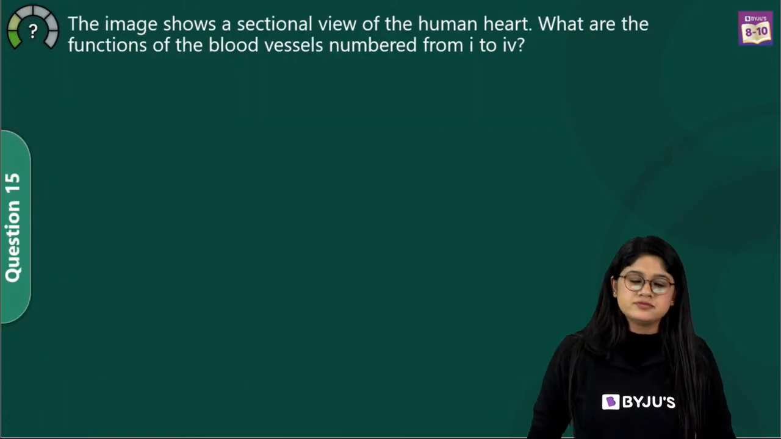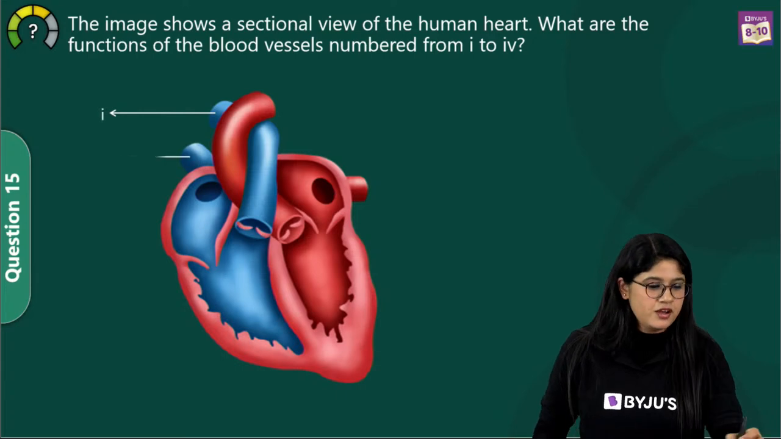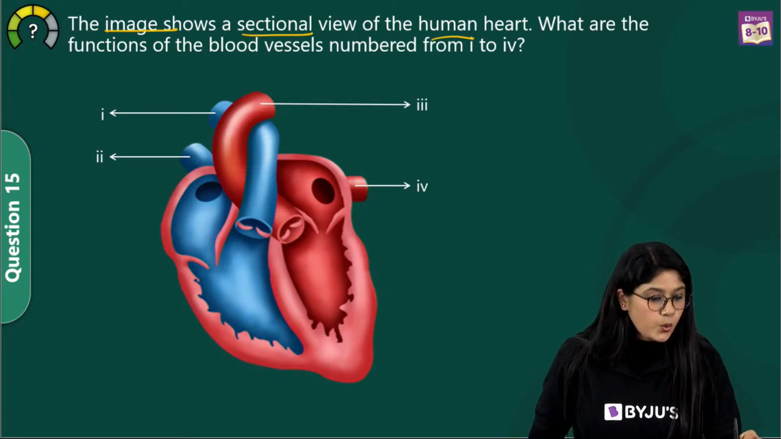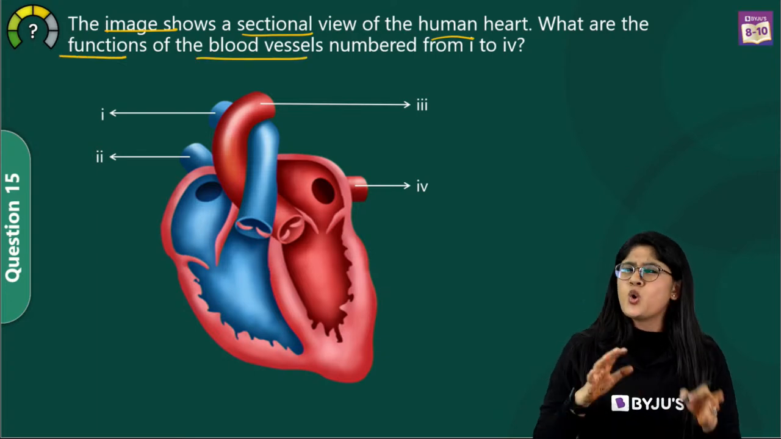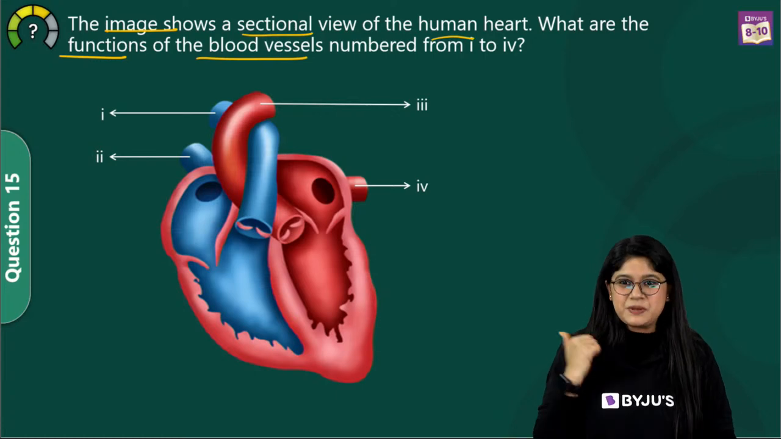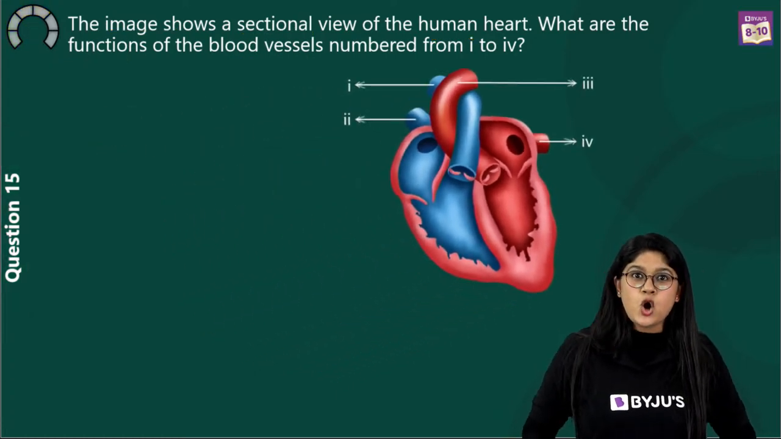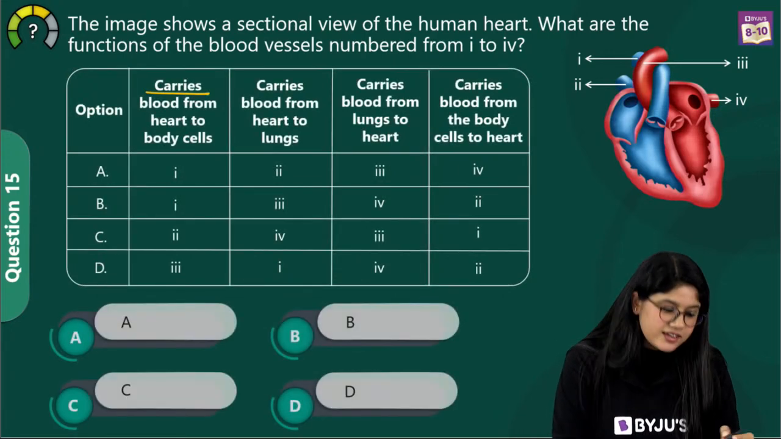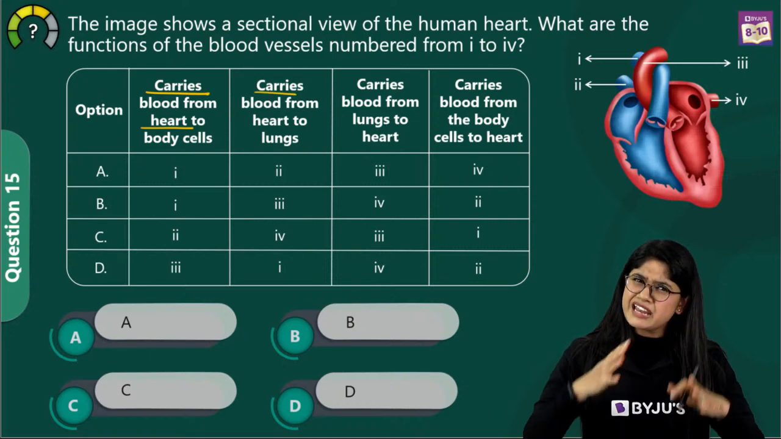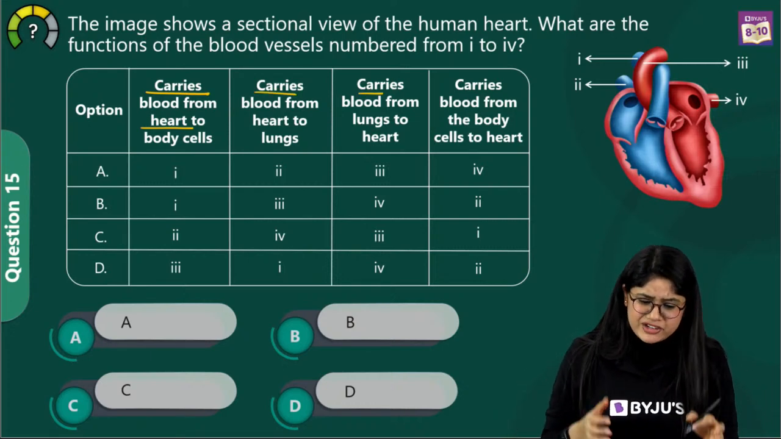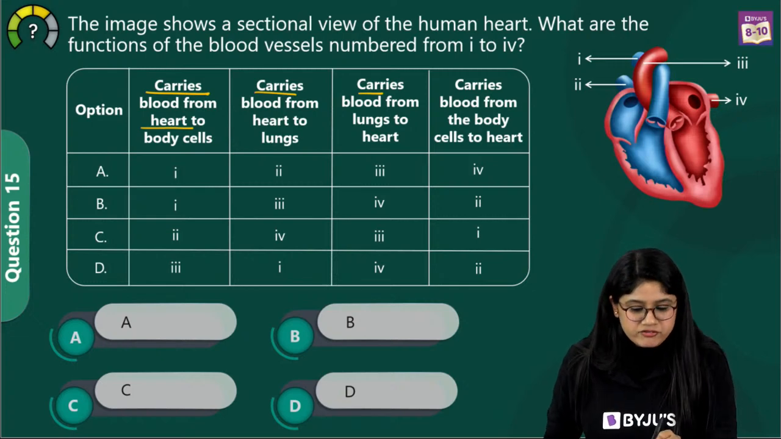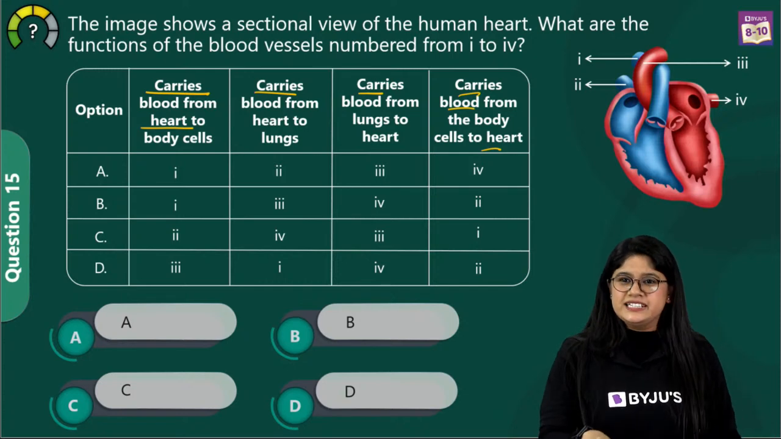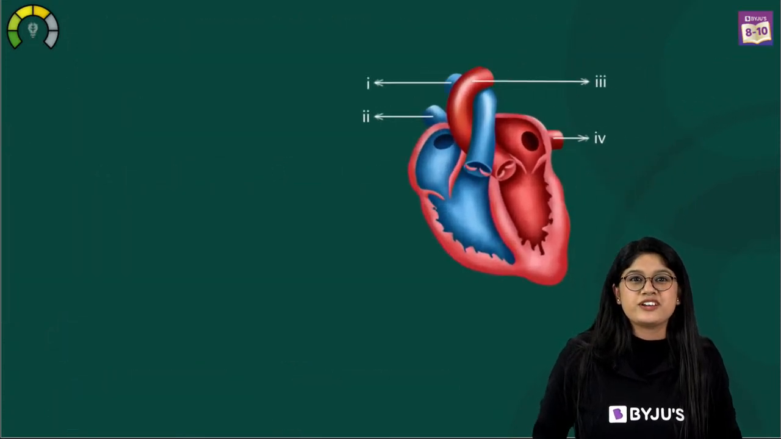We all are here and we have a little bit easy question. We have an amazing heart over here, right? So we have this view of the human heart. We have to find out the functions of the blood vessels, which are numbered 1, 2, 3, 4. Easy peasy question. So let's look at the options we have. Carries blood from heart to blood cells, carries blood from heart to lungs, carries blood from lungs to the heart, and carries blood from the body cells to heart. Now this is super easy. And we have the circulatory system.